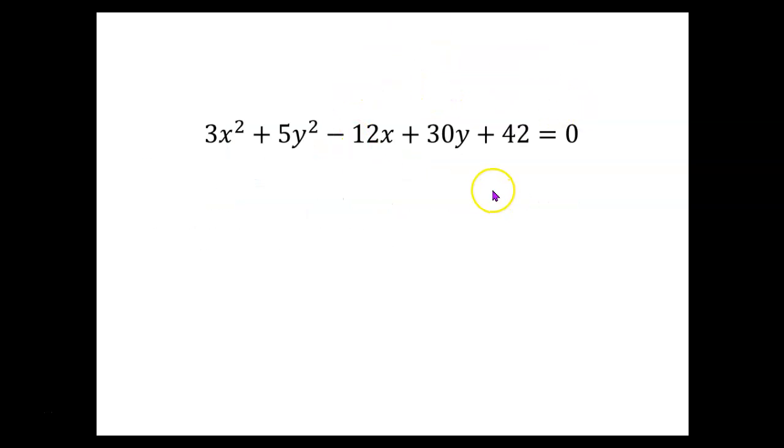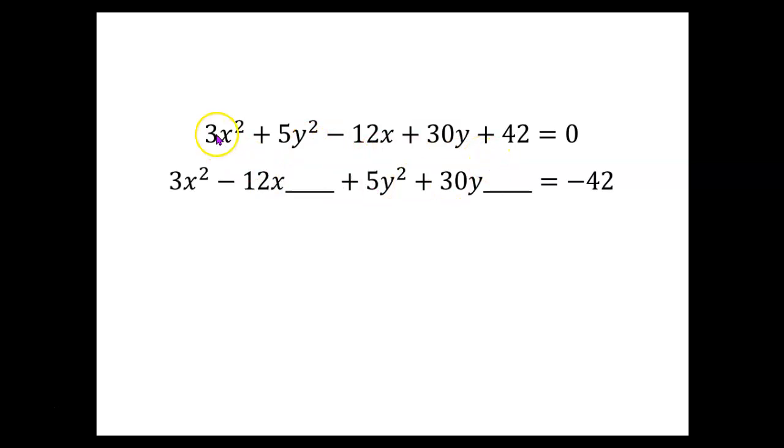Okay, I'm going to start with this equation, and I'm going to complete the square on the x parts and on the y parts. So to do that, I'm going to put the two terms that involve x together and the two terms that involve y together. So I just rearranged the terms a little bit. So it went 3x squared minus 12x, and then I left a little space, plus 5y squared plus 30y, and then I left a little space. And I got rid of the constant term here by subtracting 42 on both sides.